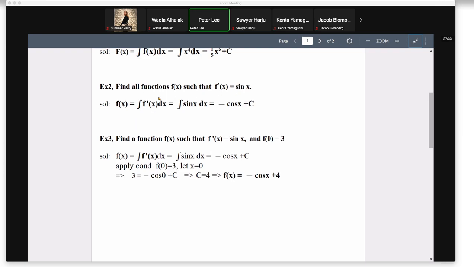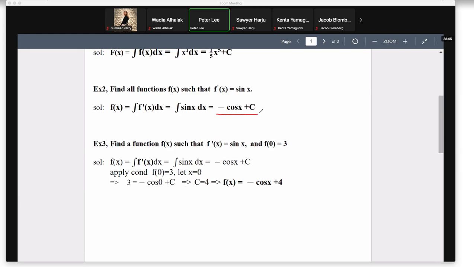Now the naming of the functions is different here. The question is to find f of x. F of x is the antiderivative of f prime, and f prime is given as sin x. So what is the antiderivative of sin x? That is minus cosine x. And to find all the functions, not just one function, we put a plus c here.